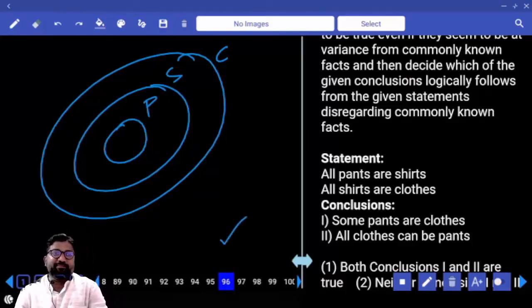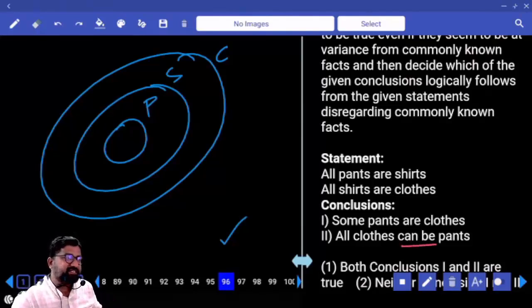All cloths can be pants. Can be ante? Is a possibility. Statements anni positive or negative? Chappandamma. Mari is a possibility with positive conclusion. Always right. Yes?